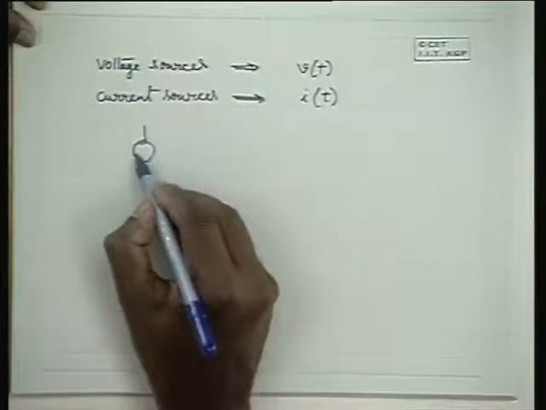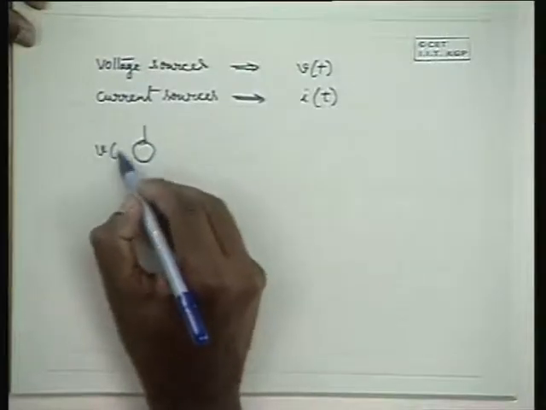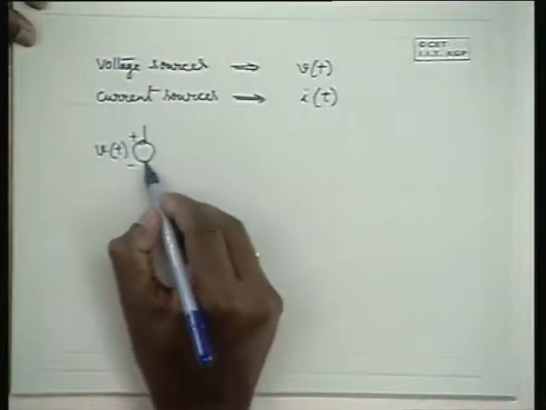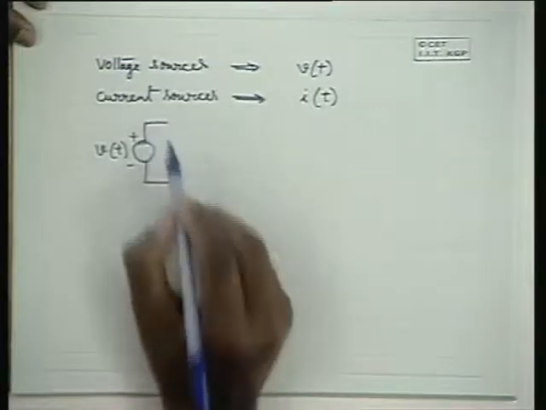But depending on the characteristics of the source, we classify them as voltage sources and current sources. Let us discuss in detail what these are. Say you have a voltage source which produces a time varying voltage as the signal.